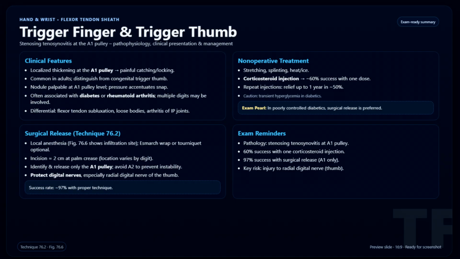In summary, this page highlights the pathophysiology, clinical presentation, conservative management, and surgical release of trigger finger. For exam preparation, remember, the pathology is stenosing tenosynovitis at the A1 pulley. Corticosteroid injections provide 60% success after a single dose. Surgical release has about 97% success and should focus on releasing only the A1 pulley. Always be cautious about protecting the digital nerves, particularly the radial digital nerve in the thumb.